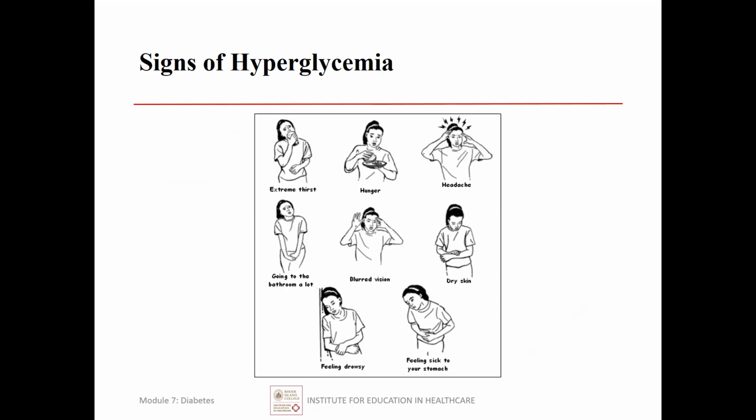The signs of hyperglycemia include extreme thirst, hunger. Ironically, even if the blood sugar is high, the person may get very hungry. They may get a headache. They may have to urinate a lot. They may start to feel blurred vision. Their skin may feel dry, they may get very drowsy, and they may feel nauseous or sick to their stomach.